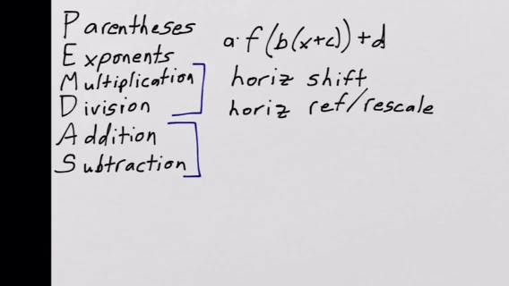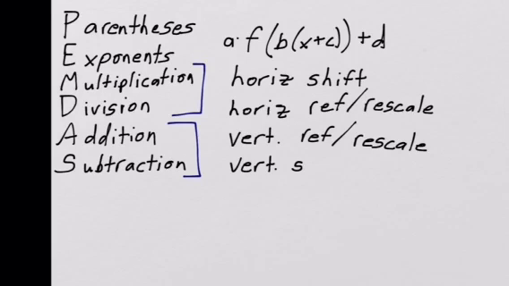Next thing we do in the order of operations, we see that we multiply the whole thing. Well, apply the function to that, and then we multiply by A. So that's going to be the vertical reflection and rescale. And now finally, under order of operations, the last thing we do is D. So the vertical shift.